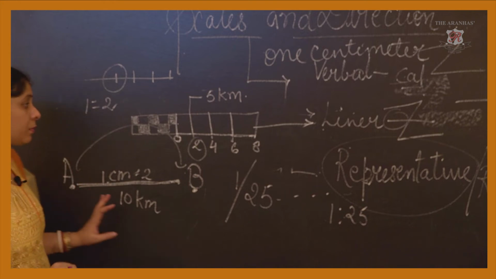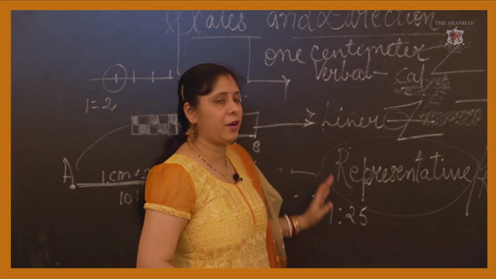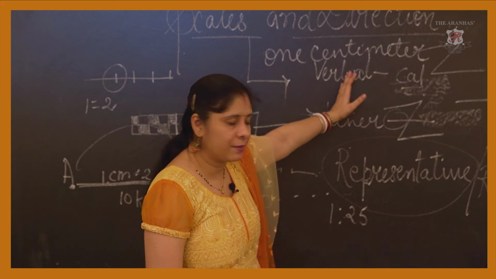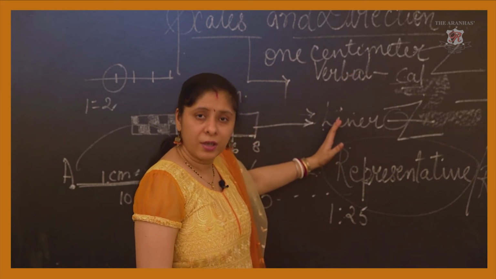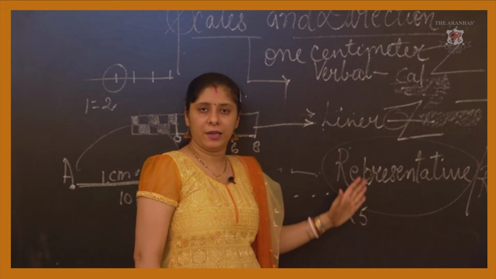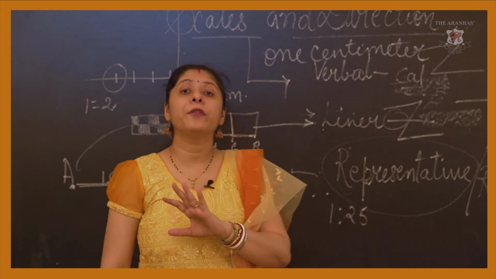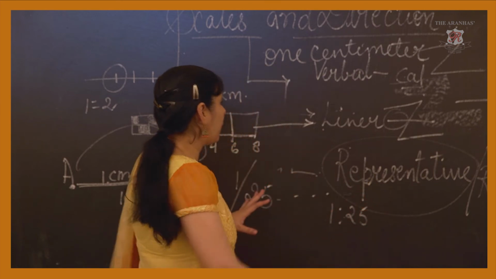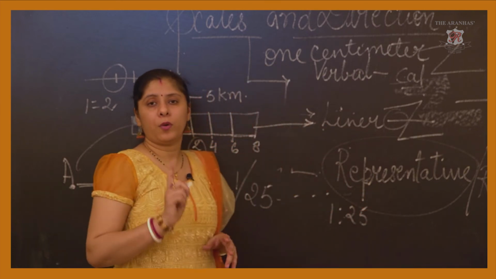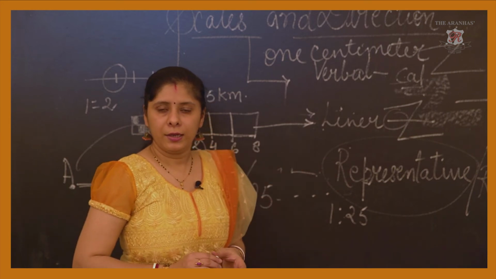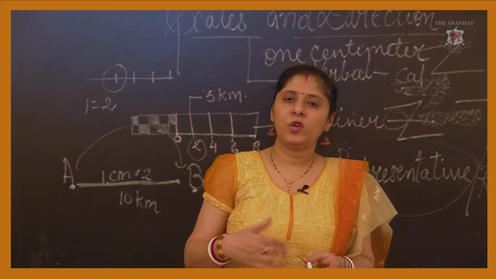Now, what is the difference between verbal, linear and representative? Basically, verbal will tell you the calculating distances, it will tell you the real distance, and it will give you the accurate distance. All these scales are working on different parameters, different standards. One scale is used for one purpose, you can't use all three, okay. It depends upon the map which type of scale you are using.